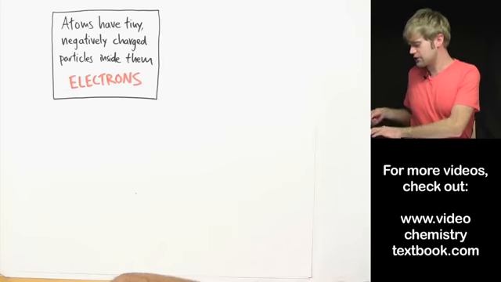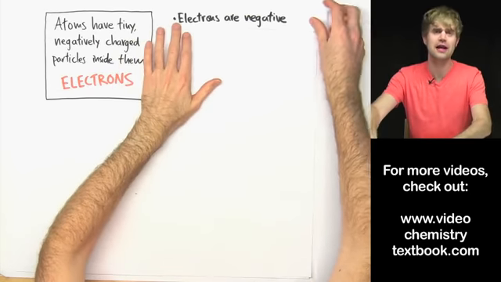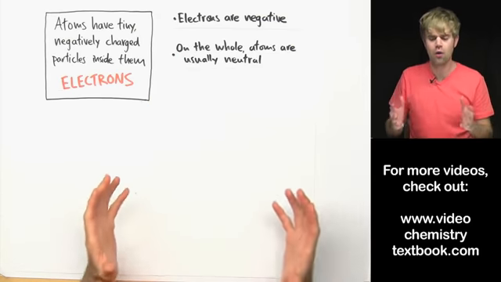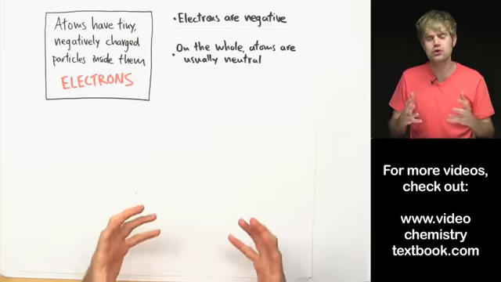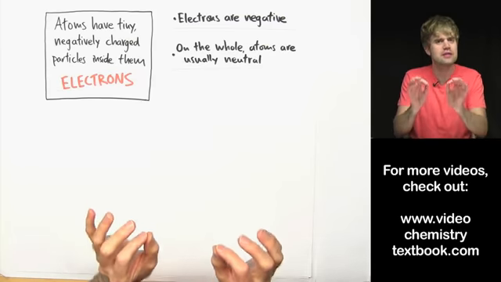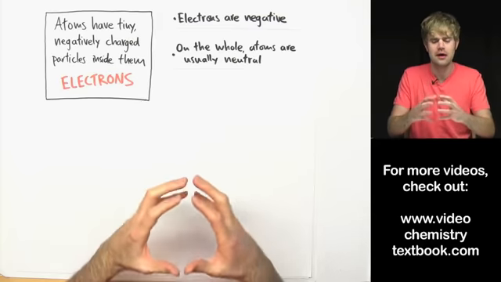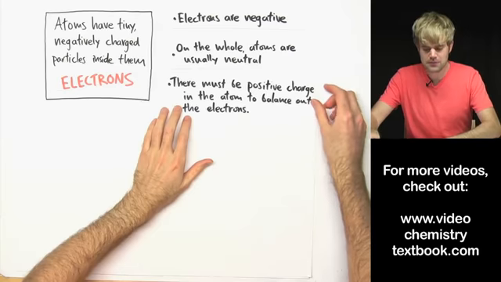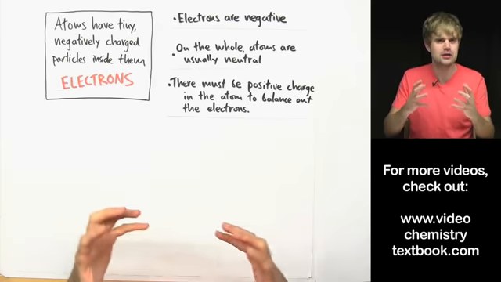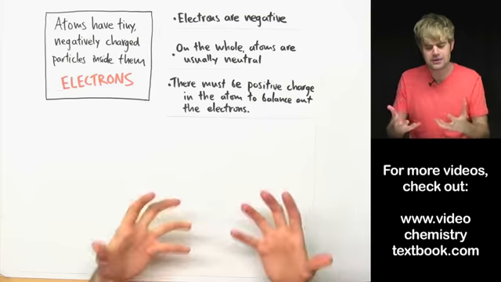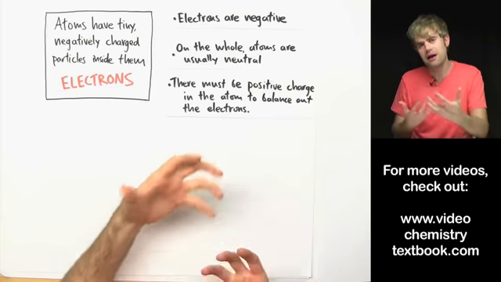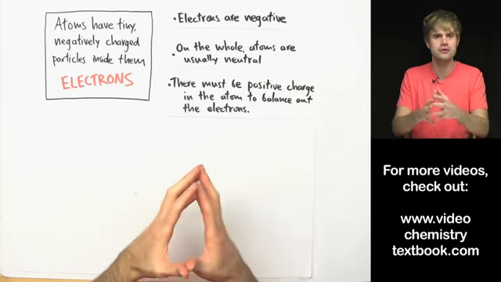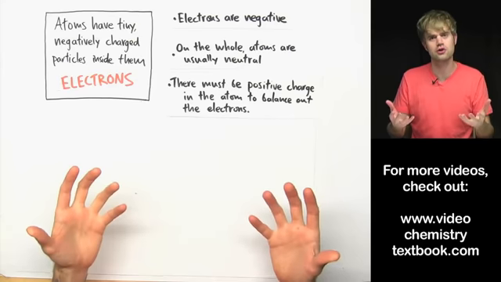He realizes, first of all, that electrons are negative. We already talked about that. But then he notices that on the whole, atoms in general are usually electrically neutral. So even though they have these negatively charged electrons inside them, the atoms as a whole don't have a charge. So Thomson realizes that in order for the atoms not to have a charge, there must be some positive charge in the atom that can balance out the negative charge of the electrons. And then the positive and the negative balance out, and the atom as a whole doesn't have a charge.